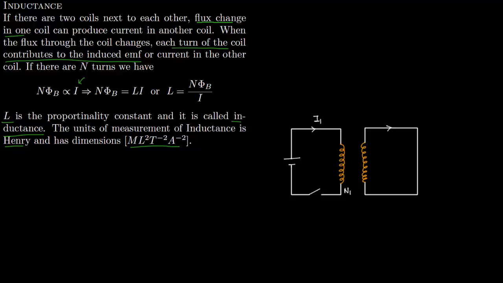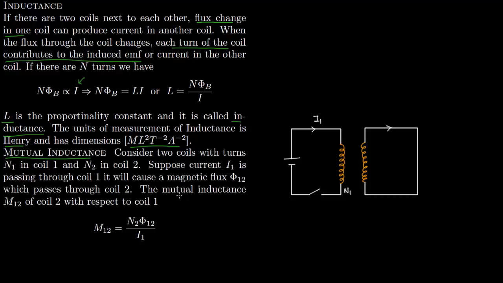Now we talk about mutual inductance. Say there are two coils as shown in the figure. Coil 1 has N1 turns and coil 2 has N2 turns. Suppose current I1 is passing through coil 1. This current will pass when you put the switch in the on position. Notice that the current has to change. If I make the switch on right now, the current will start flowing, but it will take some time to reach steady state.